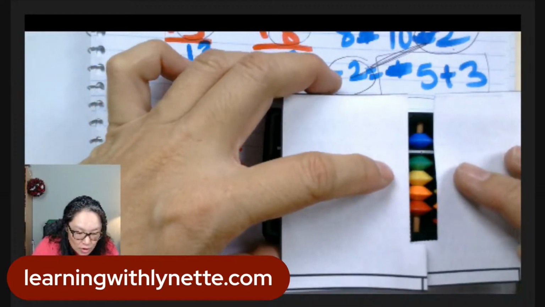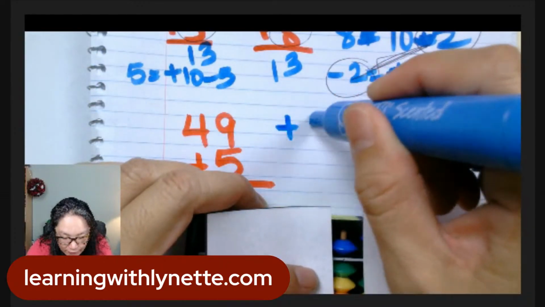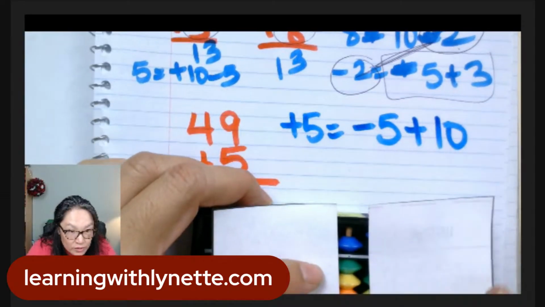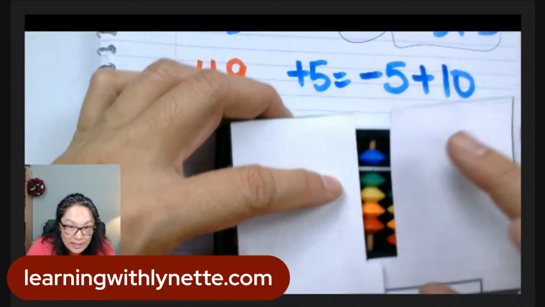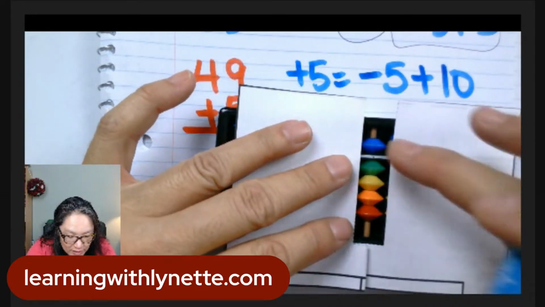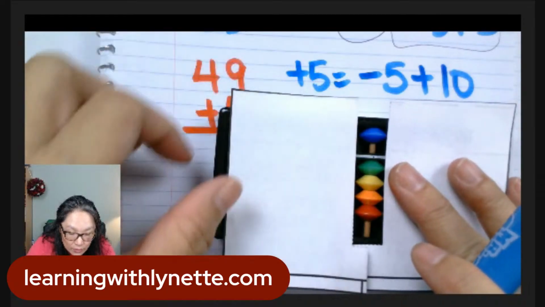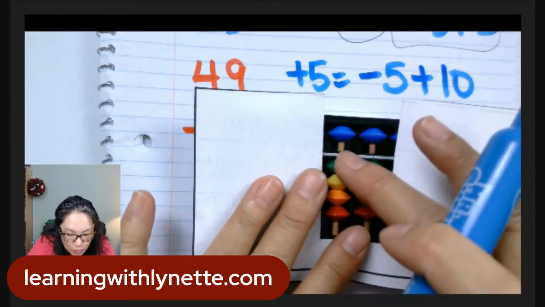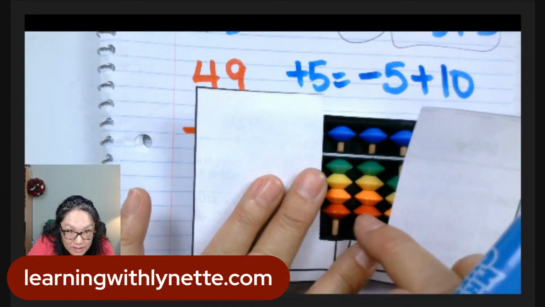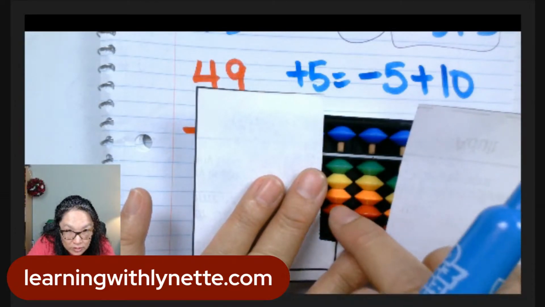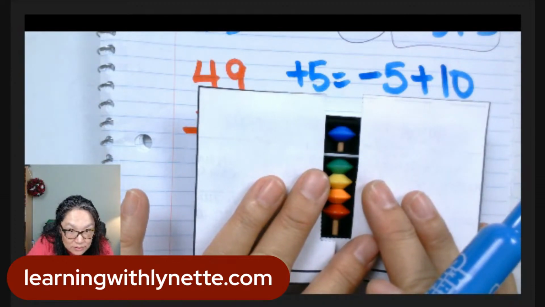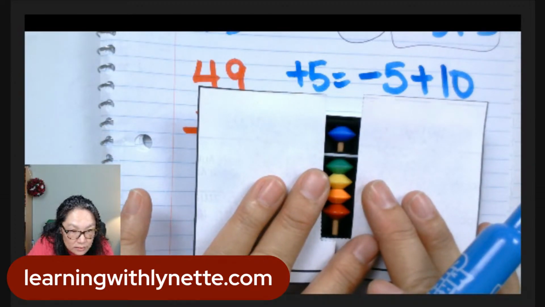So what we're going to do is add the 5 is equal to minus the 5 plus the 10. We can do that. So let's minus the 5 first. And then I have to plus the 10. Remember what 10 is? 10 is 1, 0, 1, 0, 1, 0. I can't add a 1 here. How do you add a 1?